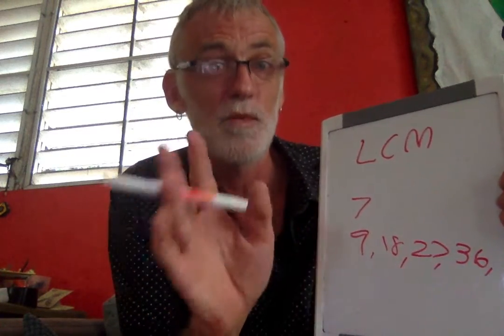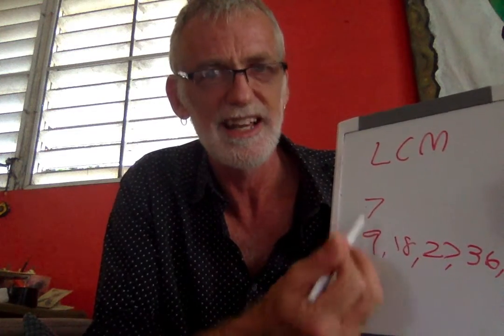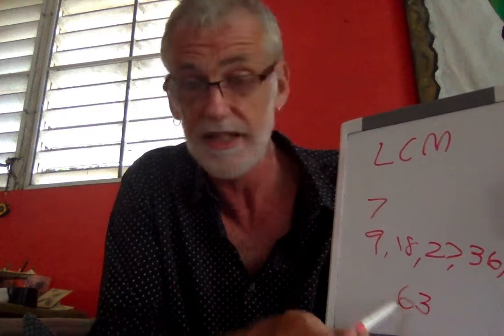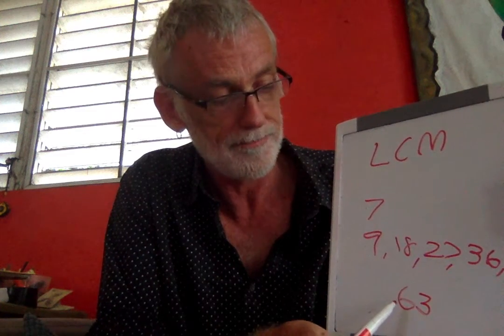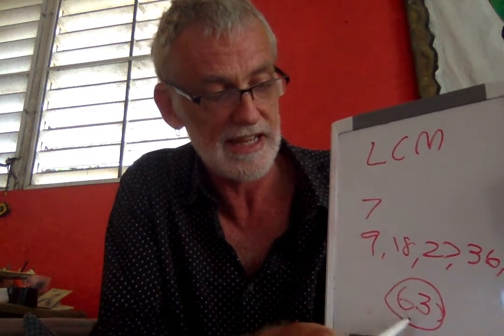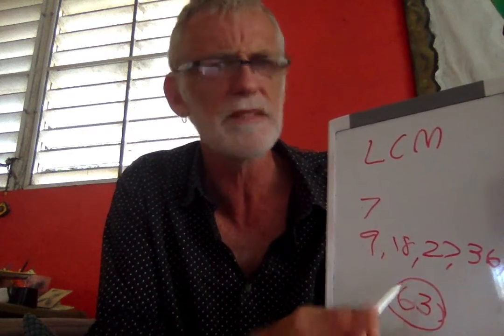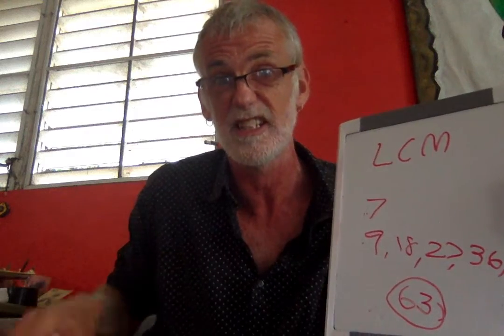You know what? If you want to, you can avoid this whole thing, and you can just multiply this number times this number. 7 times 9 is 63. I know that 7 can go into it, and I know a 9 can go into it. And so that is a common multiple. In this case, it's the least common multiple. Sometimes it's easier to do that. Multiply the two numbers together to find your multiple.